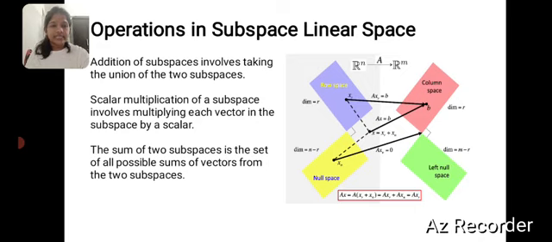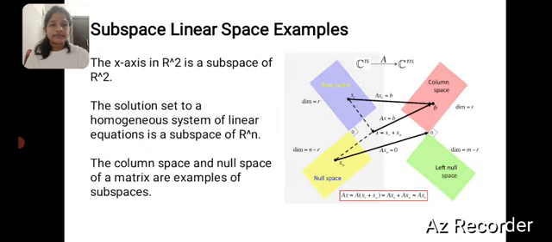Operations in subspace linear space. Addition of subspaces involves taking the union of the two subspaces. Scalar multiplication of a subspace involves multiplying each vector in the subspace by a scalar. The sum of two subspaces is the set of all possible sums of vectors from the two subspaces. Subspace linear space example: the x-axis in R^2 is a subspace of R^2. The solution set to a homogeneous system of linear equations is a subspace of R^n.